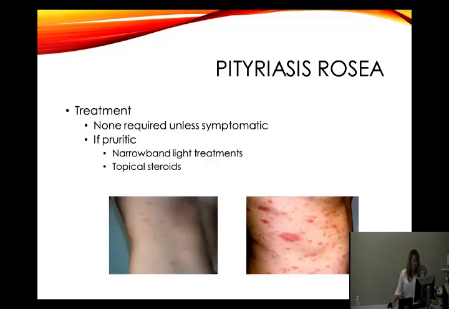So treatment of pityriasis rosea, none is required. If they aren't bothered by it, just good education: within 8 weeks it will go away. If it is itchy, narrow band light treatments are what's recommended. This isn't tanning bed exposure. This is narrow band UVB. It is done in a medical office, or topical steroids can be helpful.